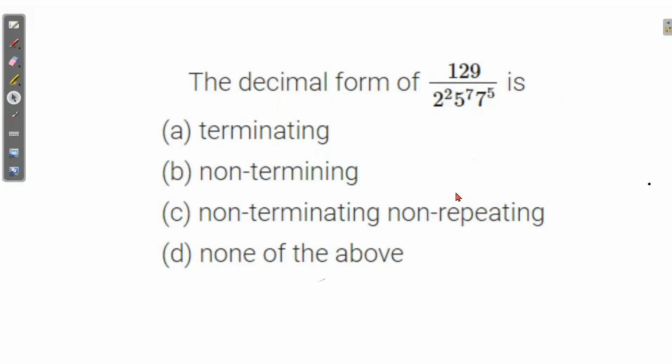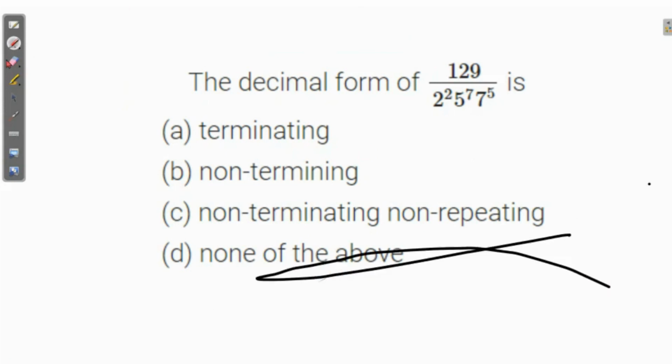So here is the first question. The decimal form of 129 by 2 to the power of 2 into 5 to the power of 7 into 7 to the power of 5 is: A, terminating; B, non-terminating; C, non-terminating, non-repeating; D, none of the above. So first, I'll explain what is the meaning of terminating, non-terminating, non-terminating repeating, and what all these things mean.